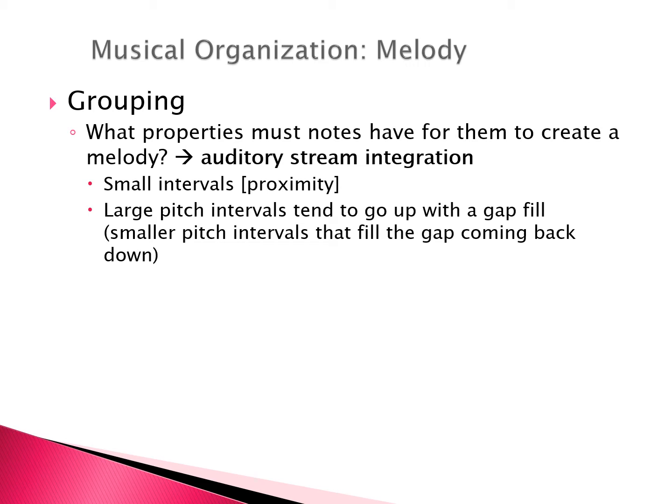Those smaller intervals, so proximity is really important as we're getting similar pitches and pitches that are close to each other. Those large pitch intervals, we don't tend to have those within a melody very often, and when we do, they tend to go up and then have this gap fill. So these smaller pitch intervals are coming back down, filling in the gap. The example he gives there is Somewhere Over the Rainbow, and another book gives My Bonnie Lies Over the Ocean. I'm not going to sing either of them because they're kind of out of my pitch range, but they both have that. If you think about how they work, they're going from a low pitch to a pretty high pitch, and then they're filling in as they descend down into pitch intervals that are pretty close to each other again.